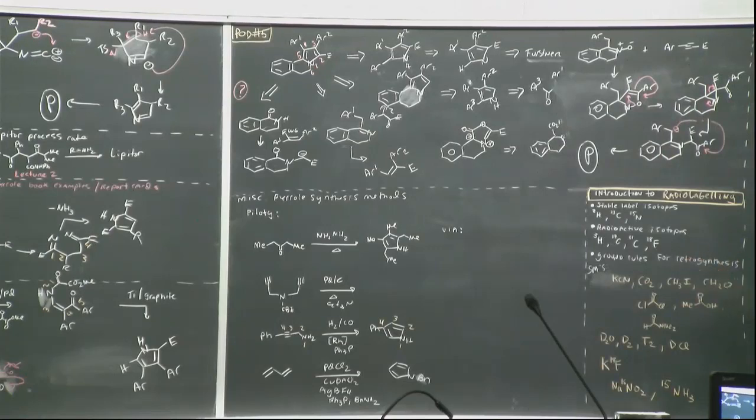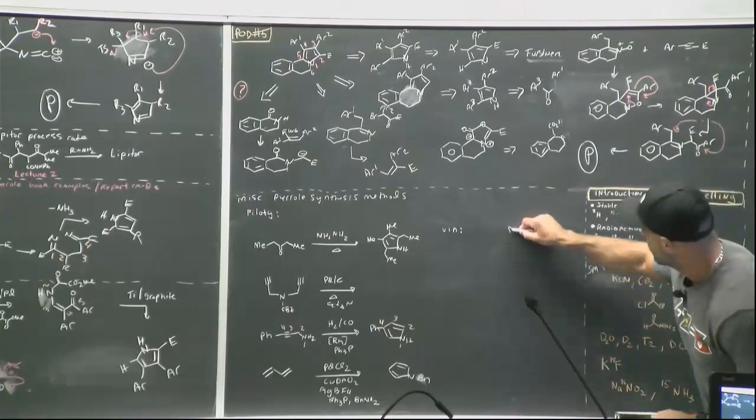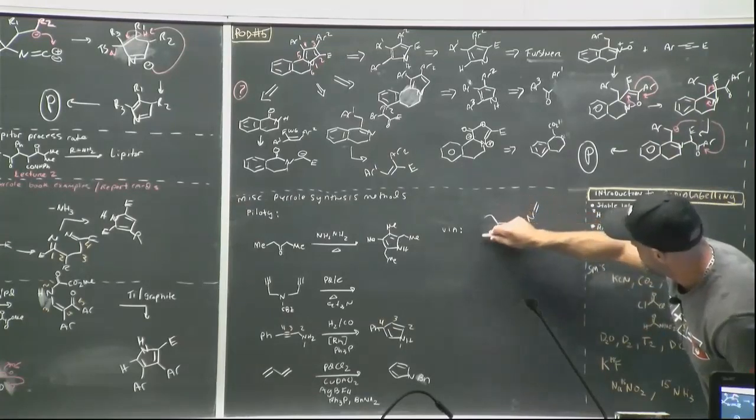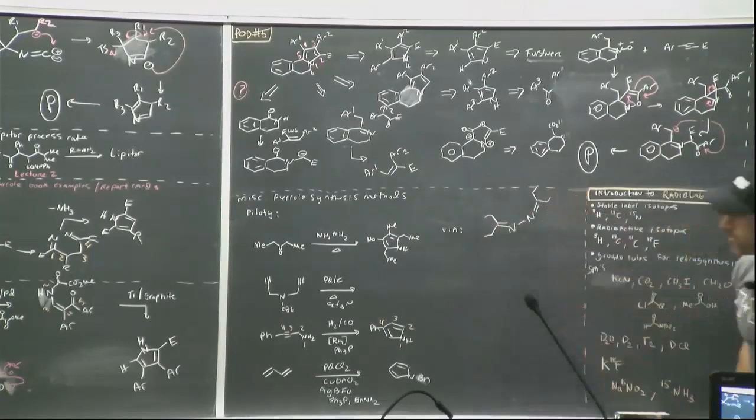So, Paal-Knorr synthesis. This is completely useless in its original manifestation. How do you think this works? Max? Just condense hydrazine onto the carbonyl, and then do that twice, I guess. And then just do like a 3,3. Yep, tautomerize, 3,3. Modern variant would be what?